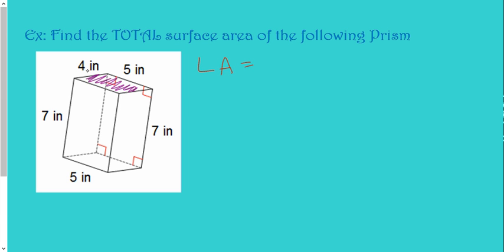So we have 4 plus 4, because this side's 4, plus 5 plus 5, because both those sides are 5. So I get 10 and 8, so I get 18 times the height, the distance from this base to this base, which is 7 inches. So 18 times 7 is 126. This is inches squared, because we're talking about area here. So to find the base area, because we always do lateral area plus 2 times the base area, my base area, since it's a rectangle, is just base times height. So this is 4 times 5, which is equal to 20 inches squared.